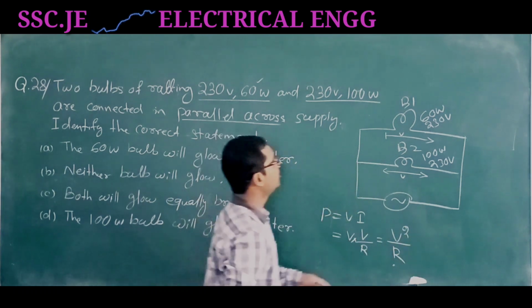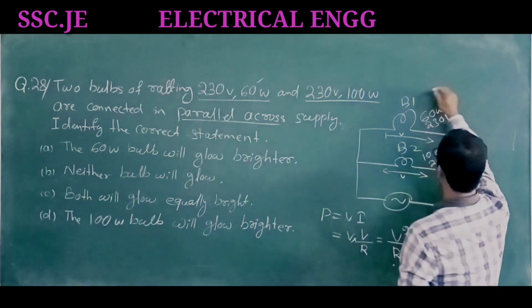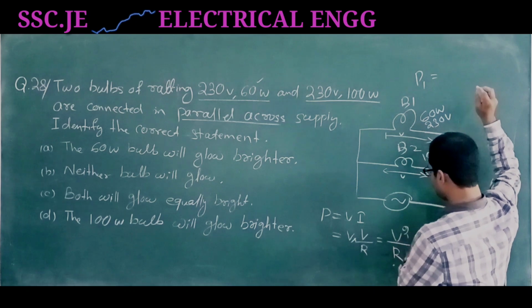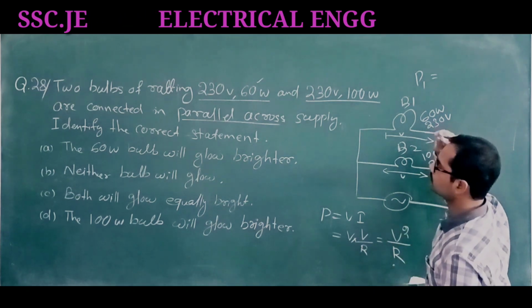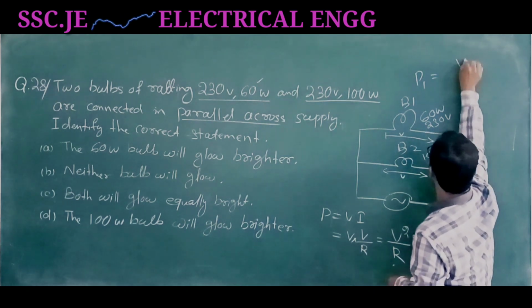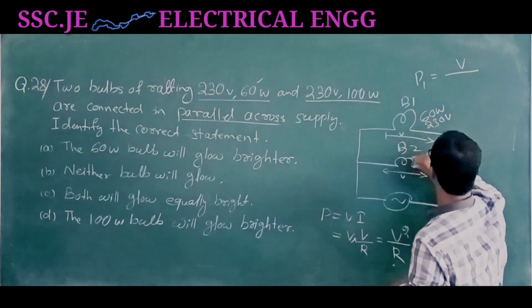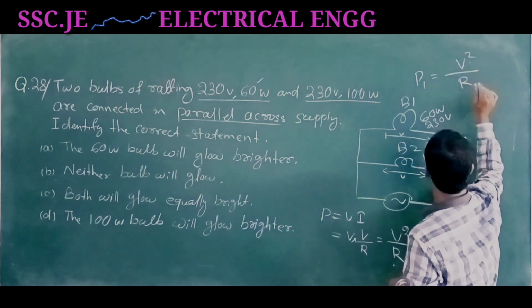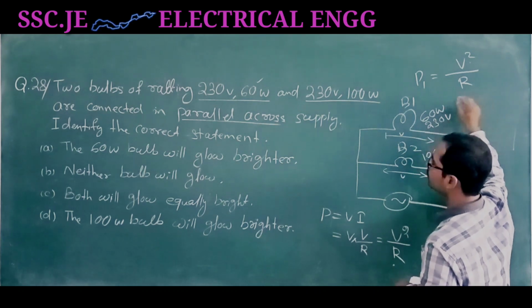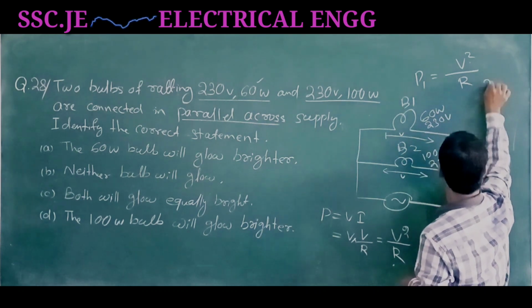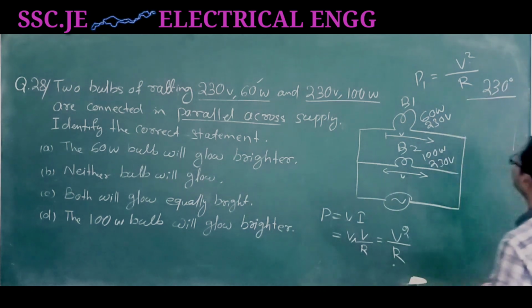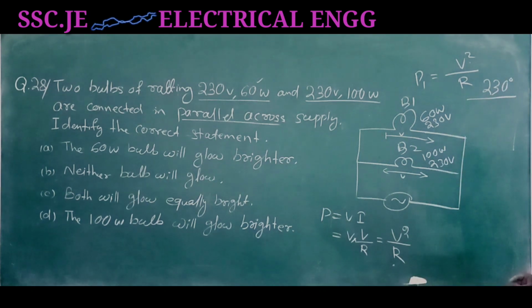Okay, so to find out the power of bulb 1, power 1 will be V square by R. So the supply voltage V square by R is given here. So the supply voltage is 230 volt, and we have to find out the resistance of each individual bulb.